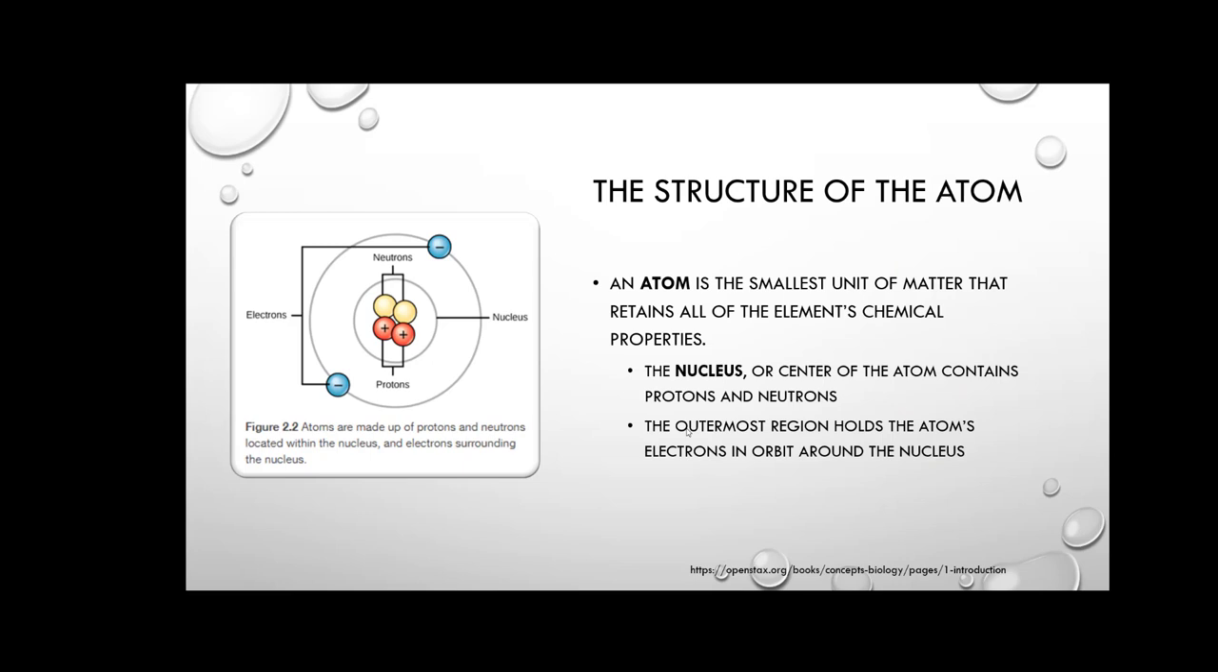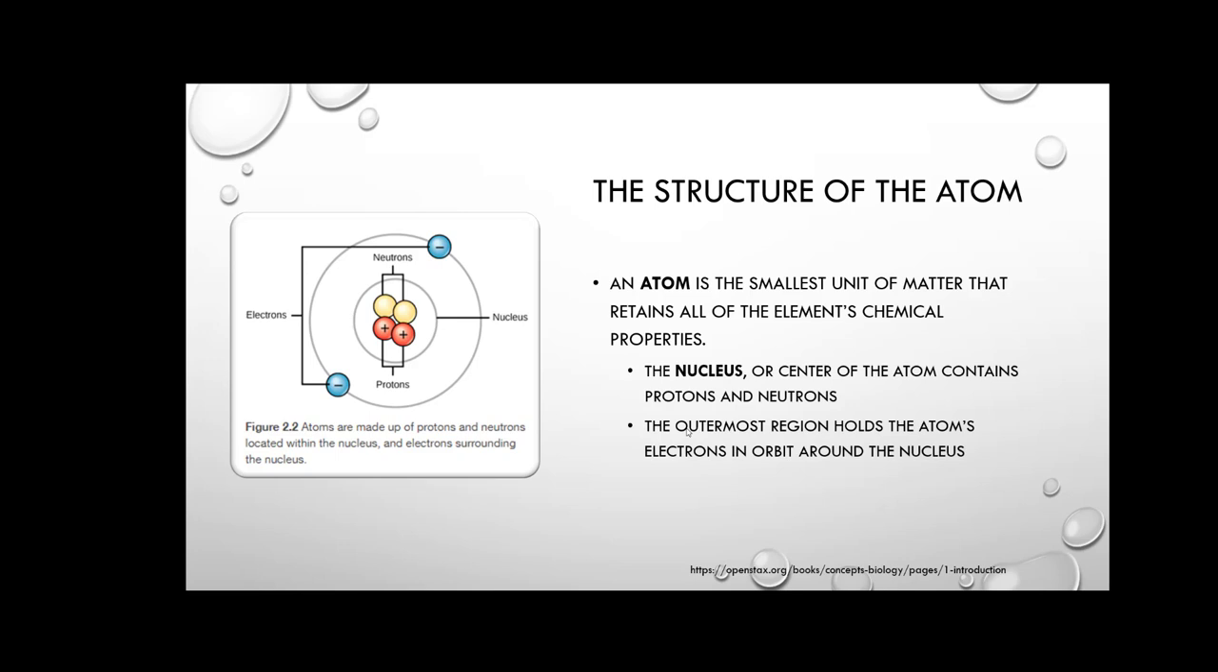Now we already know what an atom is because we talked about it in our organization of life. Atoms are the smallest unit of matter that retains all of the element's chemical properties. I just talked about an atom of oxygen or an atom of carbon. So it's the smallest unit of matter.